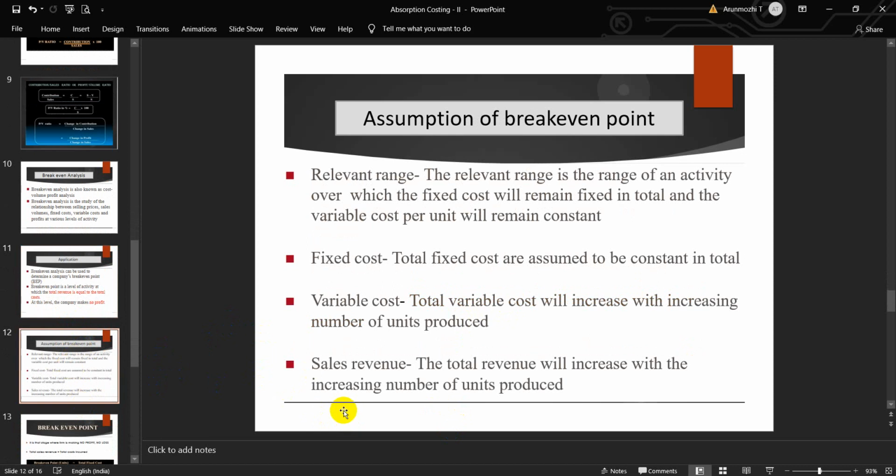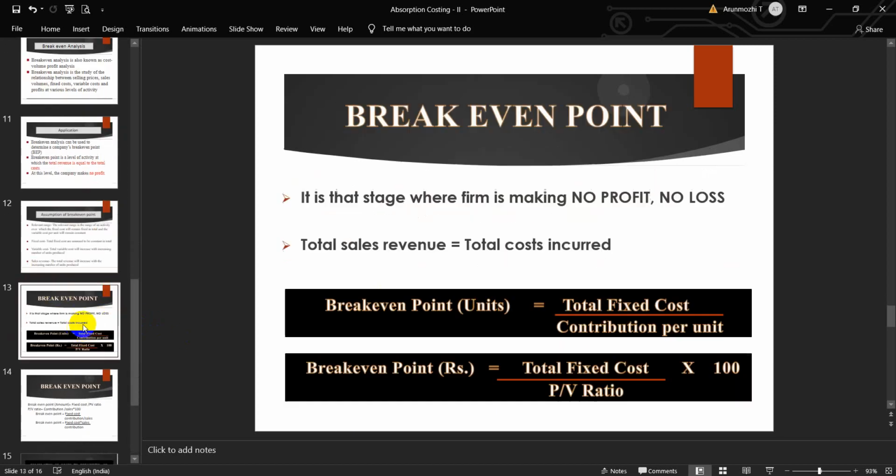Assumptions of break-even point. The relevant range. The relevant range is a range of an activity over which the fixed cost will remain fixed in total and the variable cost per unit will remain constant. Fixed costs are assumed to be constant in total. Variable costs will increase with an increase in the number of units produced. The sales revenue: the total revenue will increase with the increasing number of units produced.